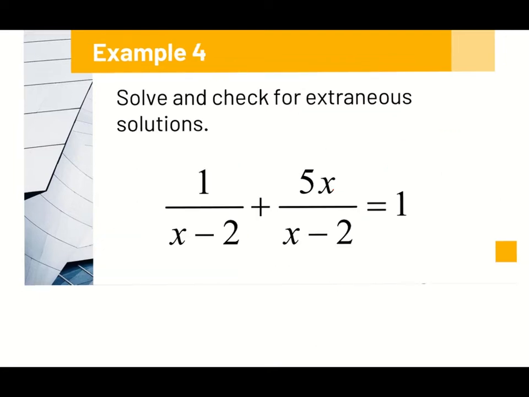So we've got 3 more examples left, and the 2 after this get a little bit more complicated. But for this one, this is similar to the ones that we just did, so I'd like you to give this a try. Pause the video, try it out, hit play, and then you can check your answer.